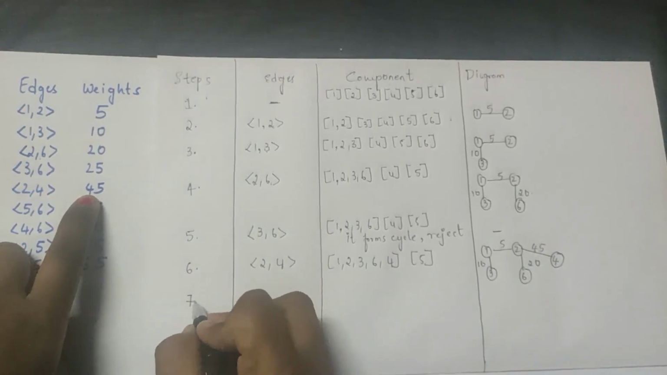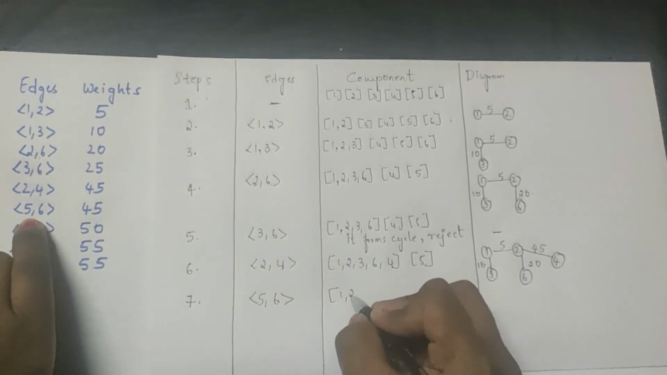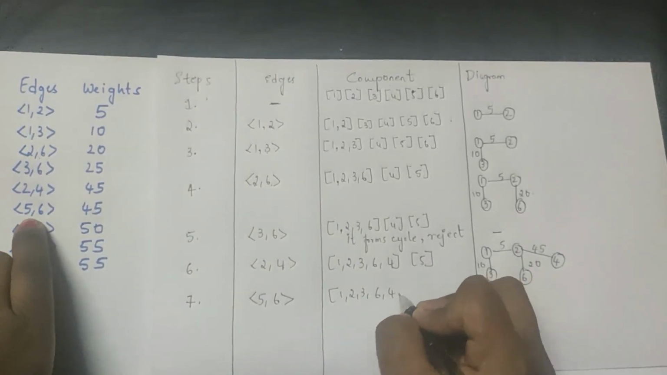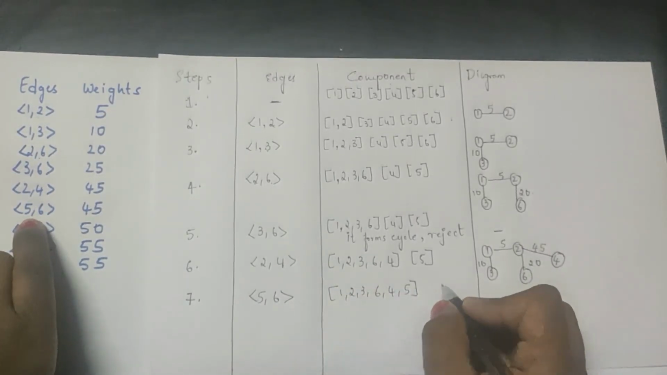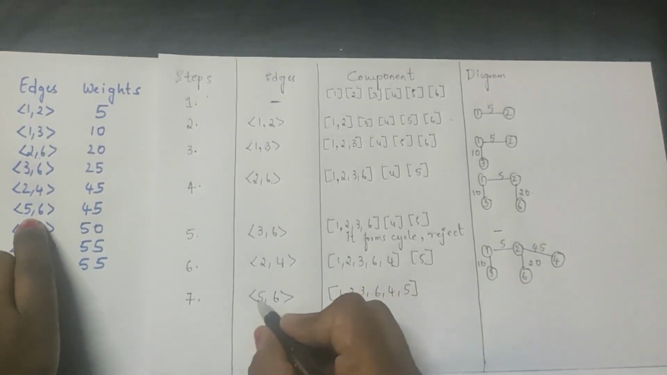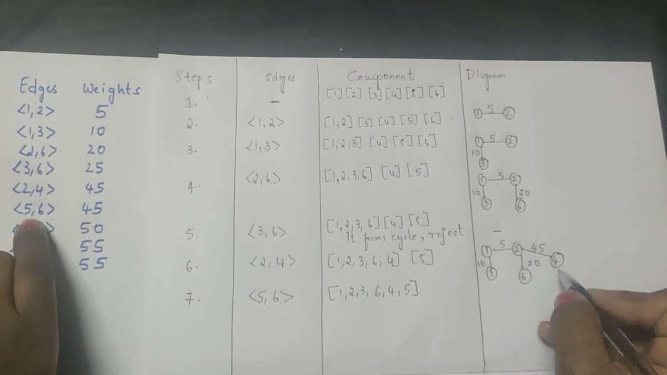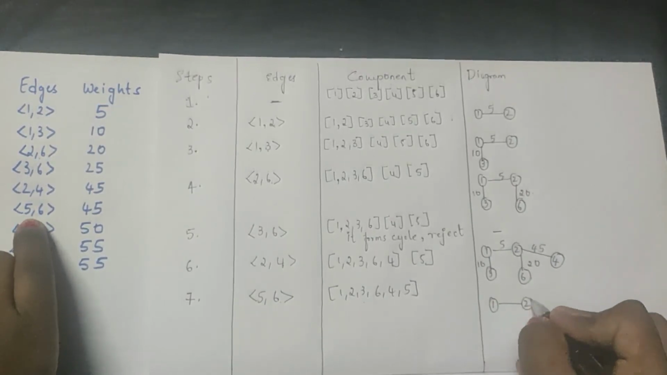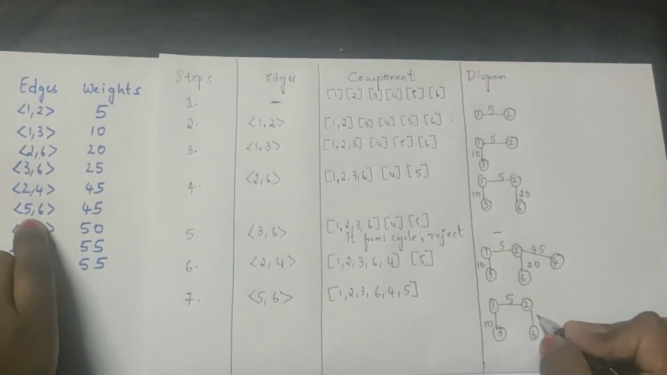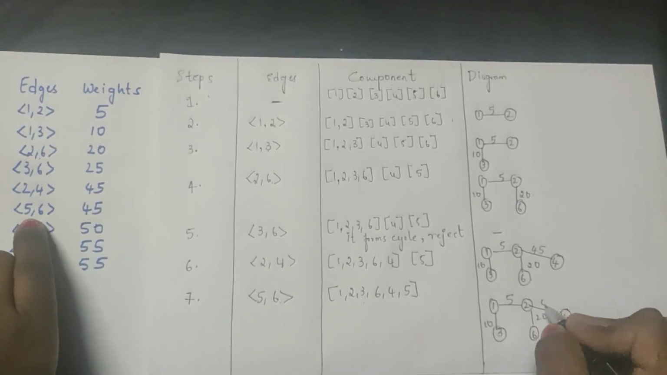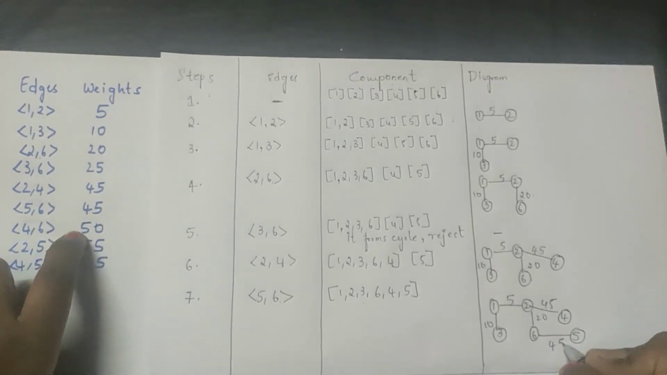Now we'll go to the next edge. Now that is 5, 6. So now 5 also comes into this component. Now if you see here, all the nodes are in a single component. They are not individually placed. So when I see from 5, 6, so if I take from 6th node or the 5th node to the 6th node, so there is no cycle formed. So I can draw the diagram. From 6, 5, it's also the cost is 45.